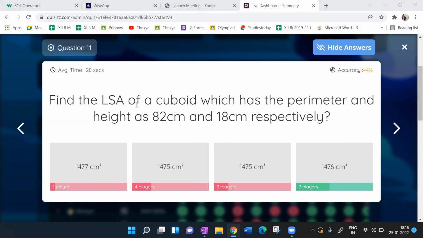Then find the LSA, lateral surface area of a cuboid, which has the perimeter and height 82 and 18 centimeters. How many have you done this? Option D. Option D is correct. But yes, guys, there is only like one number difference. 75, 76, 77. देखो, like there is a marginal difference. So be careful while you calculate. Yes, sir. Okay. Hope it is clear. Direct formula में substitute करना, सभी values है आपके पास.